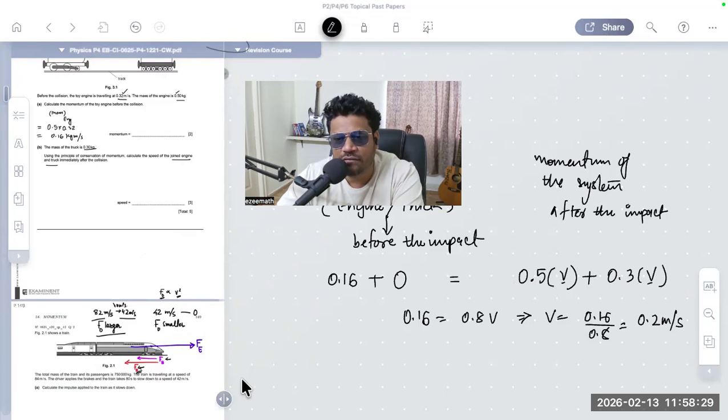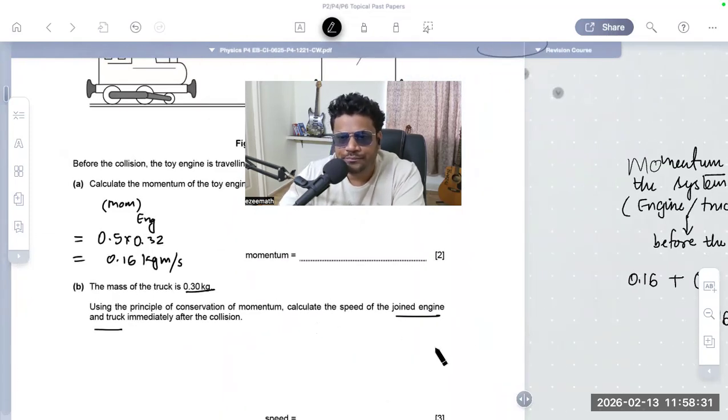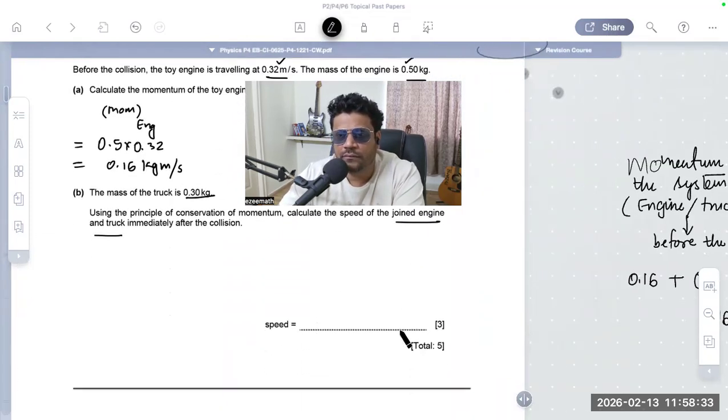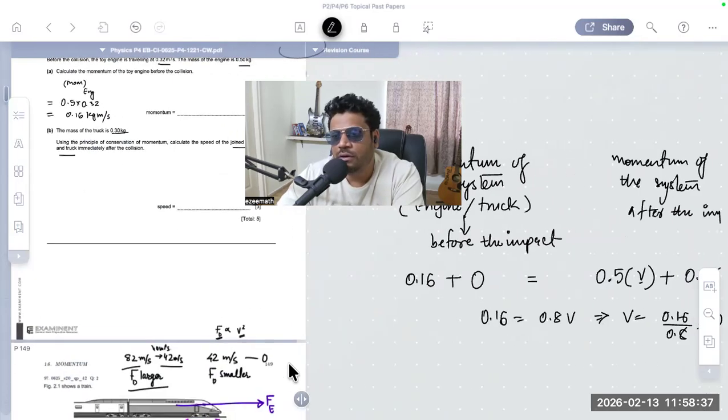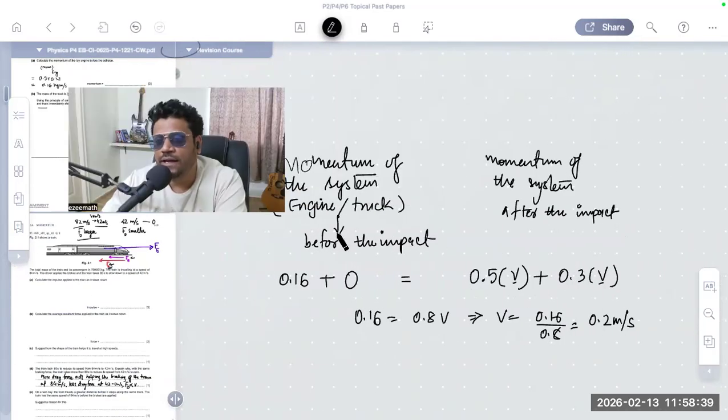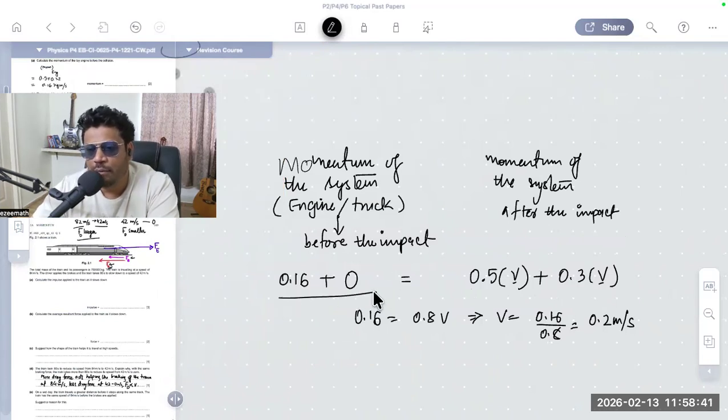That is the velocity with which the joined engine and truck move immediately after the impact. So there it is. That's how you go. Momentum before the collision, momentum after the collision, for both the things together added gives you the velocity with which the things are moving after the impact. Let's do some more questions.